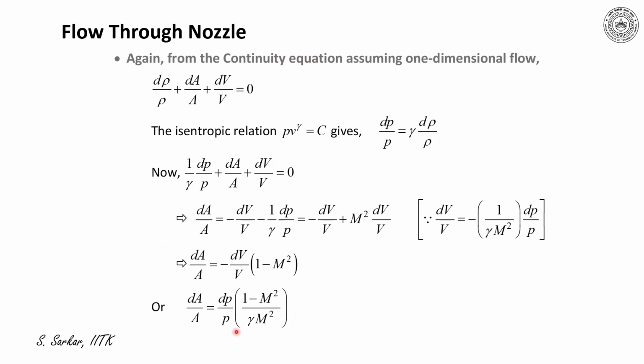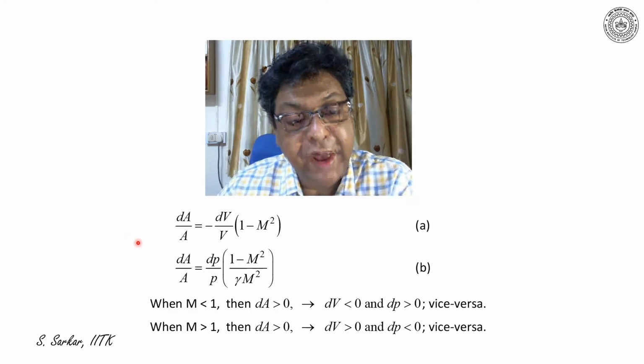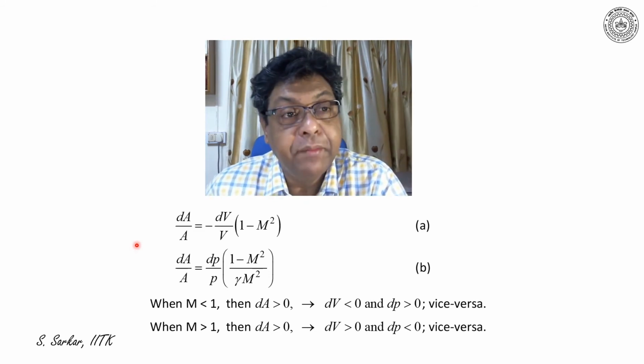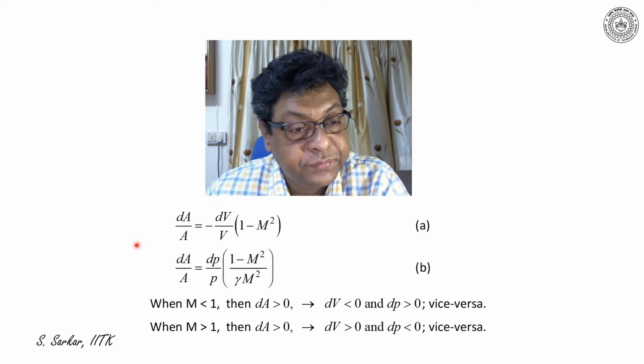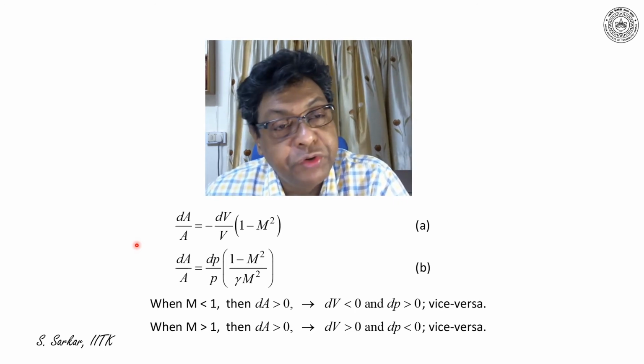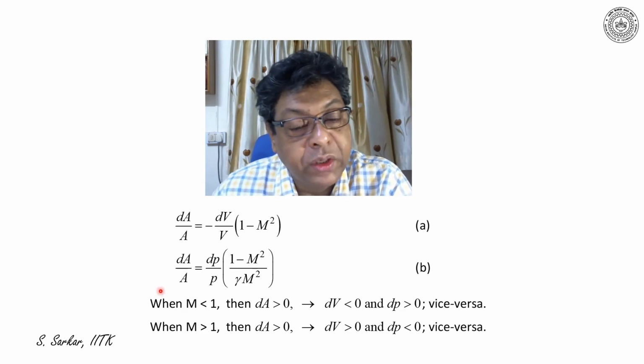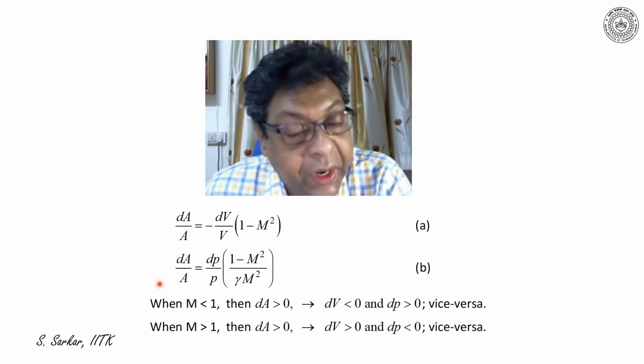Thus these two equations, which are dA by A is equal to minus dV by V within the bracket 1 minus M squared, or dP by P within the bracket 1 minus M squared divided by gamma into M squared, are very important, and the physical implications of these two equations will be explained in the next slides. I have derived these two equations, that is, dA by A is equal to minus dV by V within bracket 1 minus M squared, and dA by A is equal to dP by P within the bracket 1 minus M squared divided by gamma into M squared.